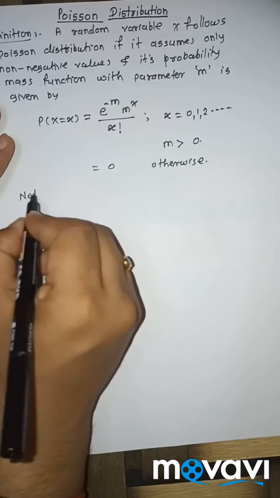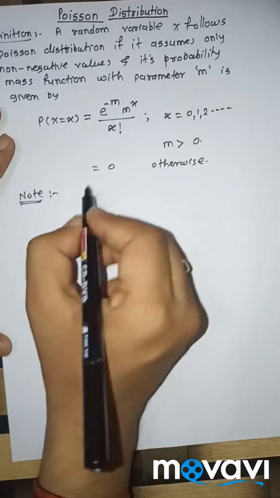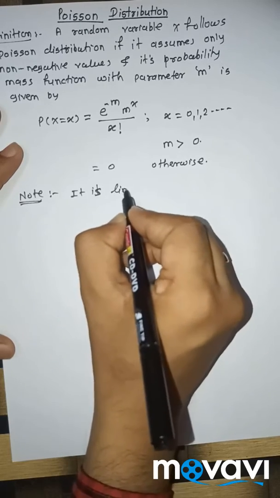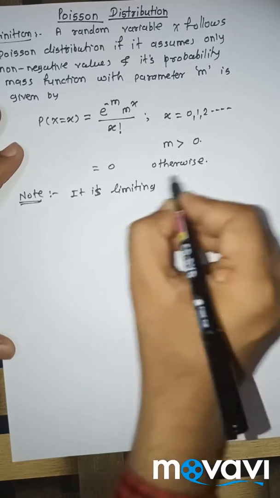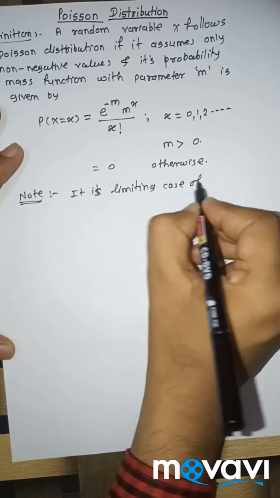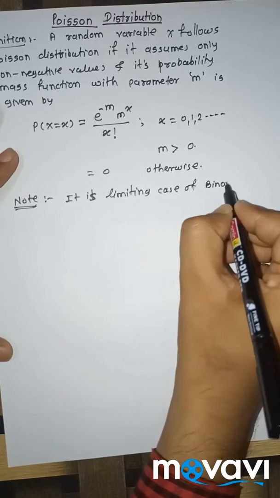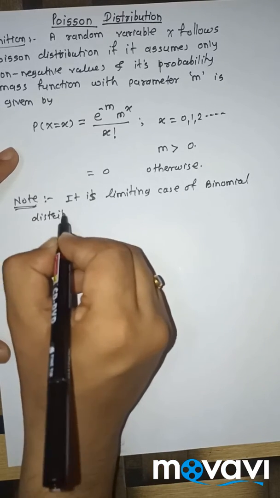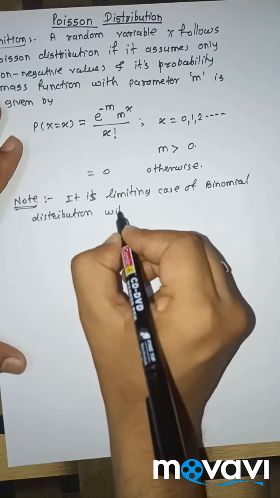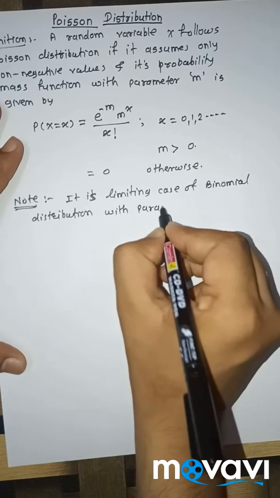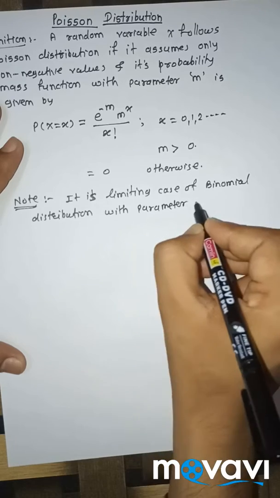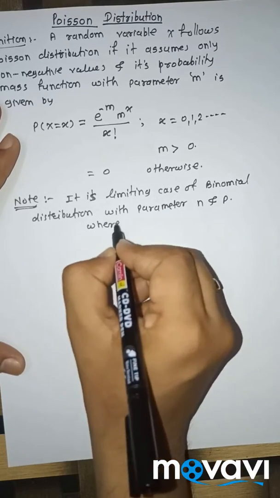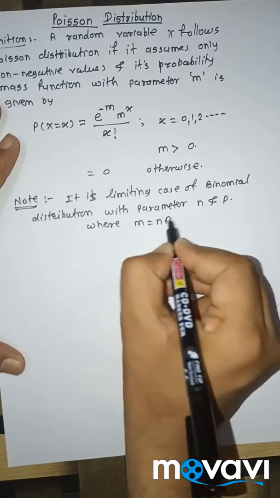Note: Poisson distribution is a limiting case of binomial distribution with parameters n and p, where m is equal to np.